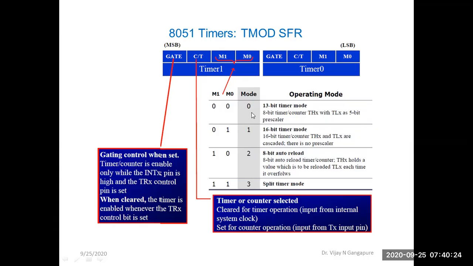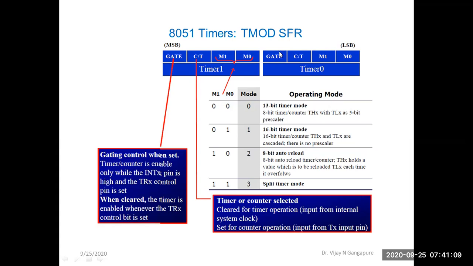So there are 4 modes: mode 0, mode 1, mode 2, mode 3. Mode 0 is the 13-bit timer mode, mode 1 is the 16-bit timer mode, mode 2 is the 8-bit auto reload mode, and mode 3 is the split timer mode. Now these M0, M1 bits decide the mode. C/T decides whether it is timer mode or counter mode. If this bit is 0, it means timer mode. If this bit is 1, it means counter mode. We are configuring timer 0 as a timer if this bit is 0, and if this bit is 1, we are configuring timer 0 as a counter.